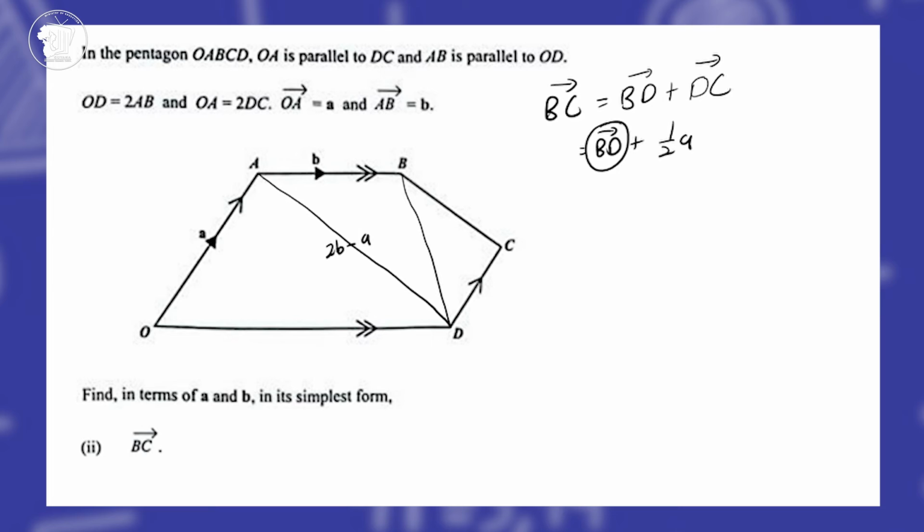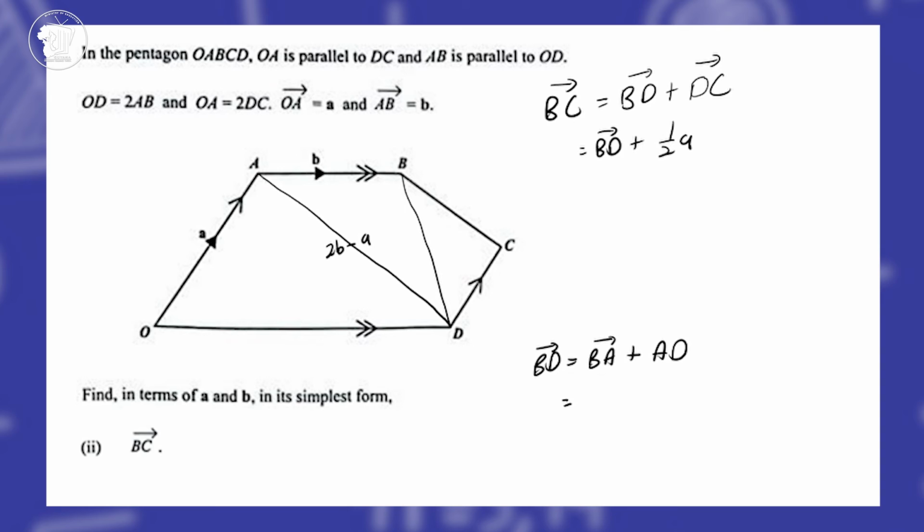Now, do we know the vector BD? No, we don't know the vector BD, but what we do know is we can move from B to A and then from A to D. So we can say BD would be equal to, so let's work out what BD is. So we know BD would be B to A plus A to D. B to A and then from A to D to get this vector here. So sometimes you'll have to travel along another path to get a vector.